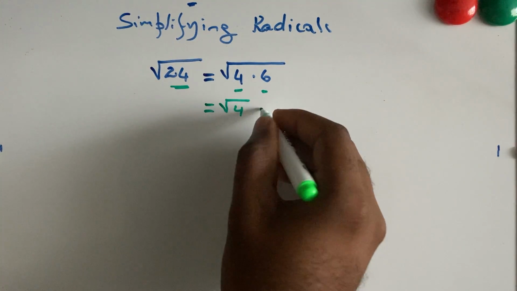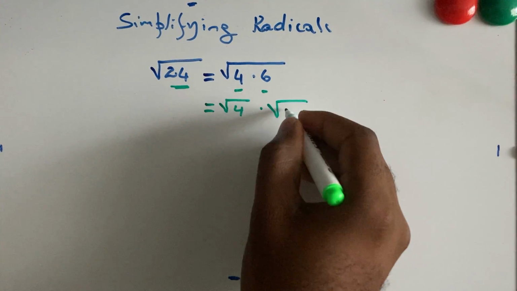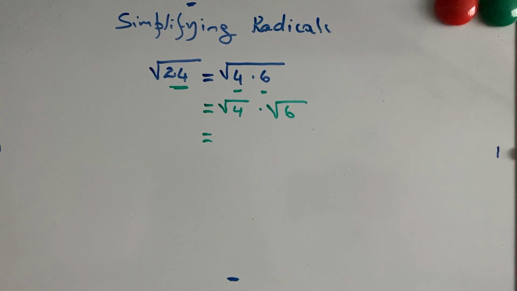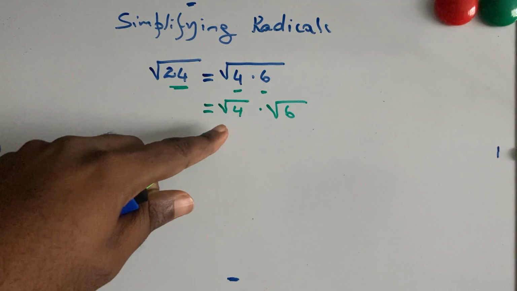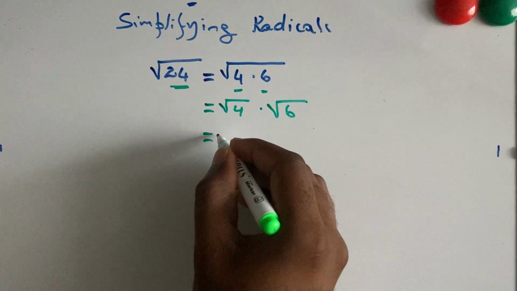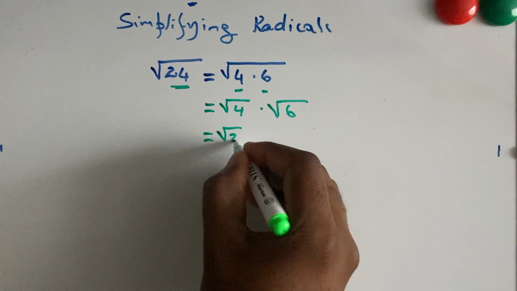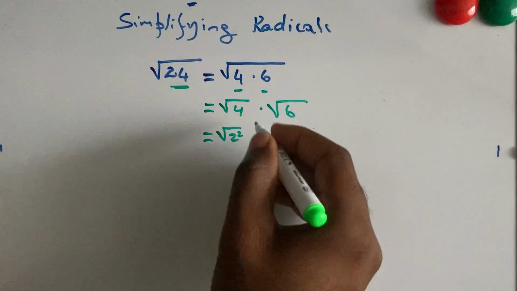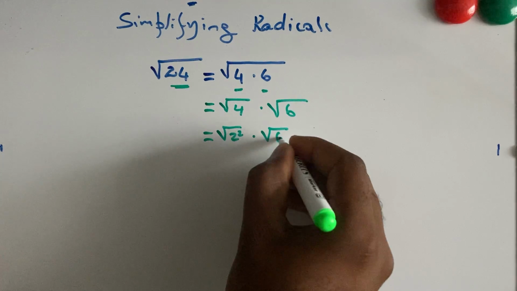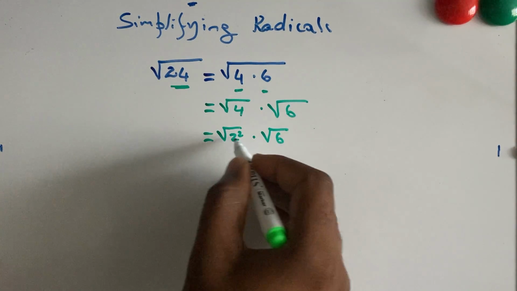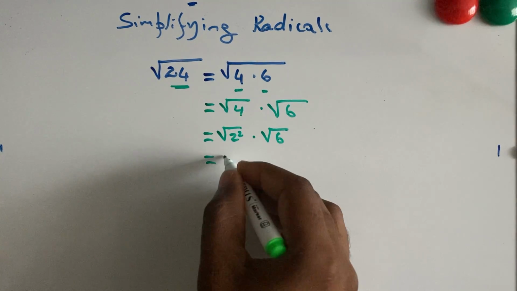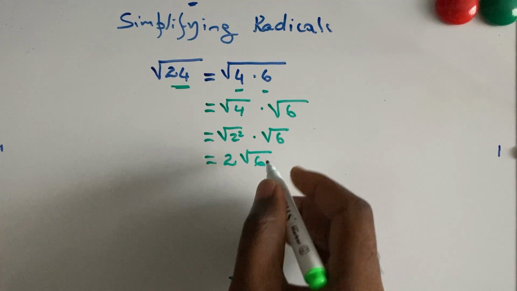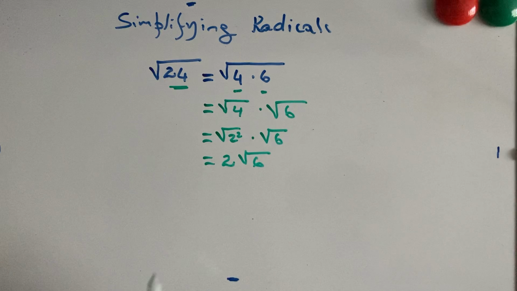Okay, so now you can keep going and you can break this down into square root of 4 times square root of 6. Now, I'm just breaking it down. You don't have to do that, by the way. I'm doing it so you can see where I'm going here. Now, the 4 can be written as 2 squared, so it becomes square root of 2 squared times square root of 6. And now the square root of 2 squared is 2, times square root of 6.